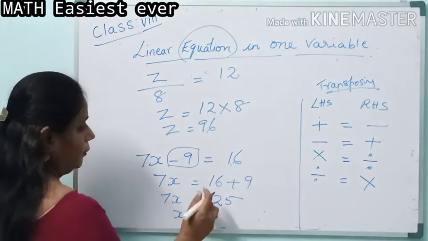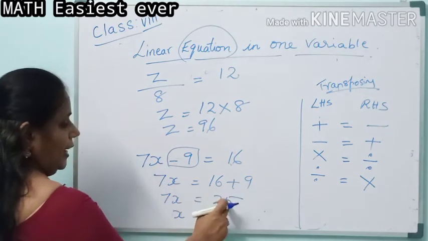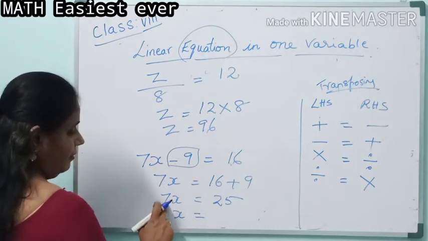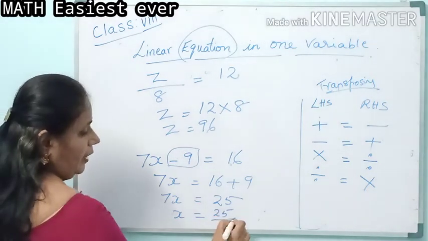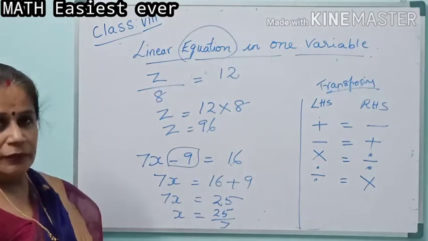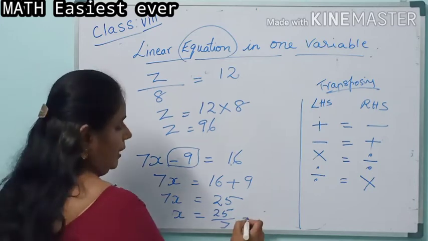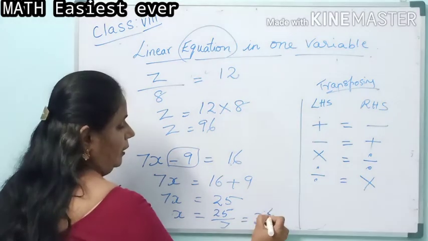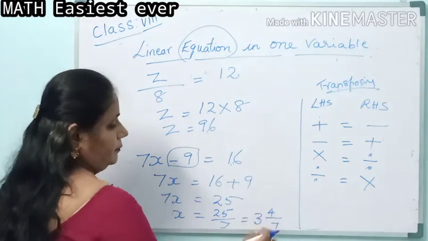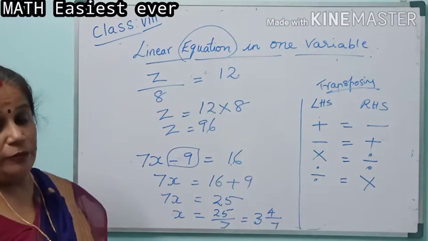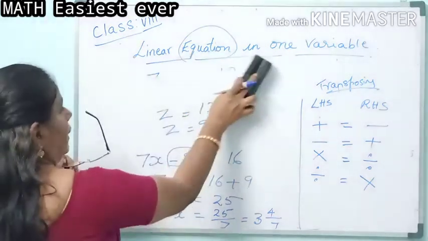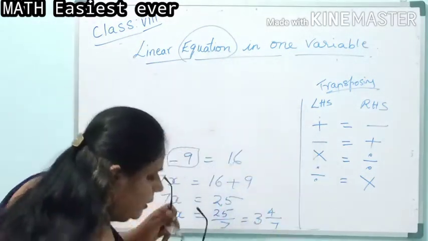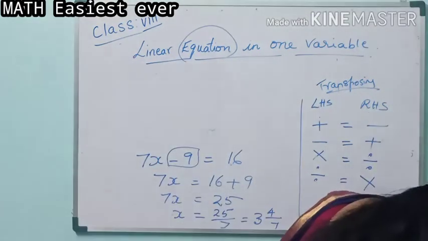x is equal to, first I have taken this minus 9 and added, 16 plus 9. Now 7 into x is 25. What is x? 25 divided by 7. Okay, you can change it into mixed number. 7 3s are 21, 3 4 by 7. So the answer is 3 4 by 7. It's your exercise question. Let's do one more sum from your exercise.